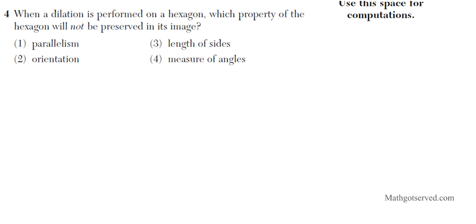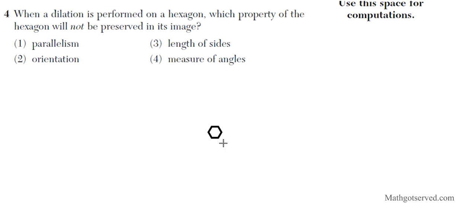All right, let's take a look at question number 4. It says when a dilation is performed on a hexagon, which property of the hexagon will not be preserved in its image? So if something is not preserved, that means it changes. Let's go ahead and take a look at 2 hexagons.